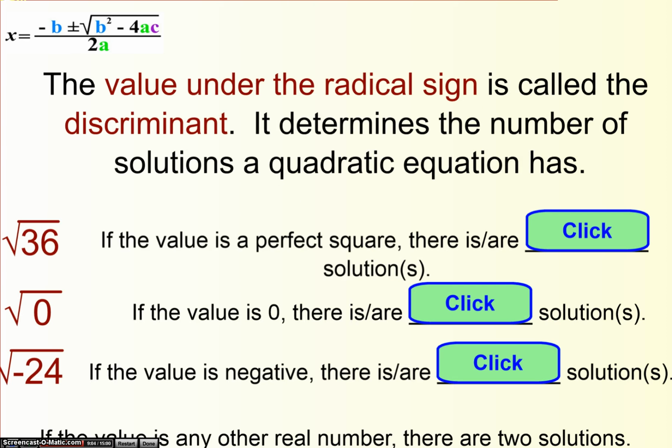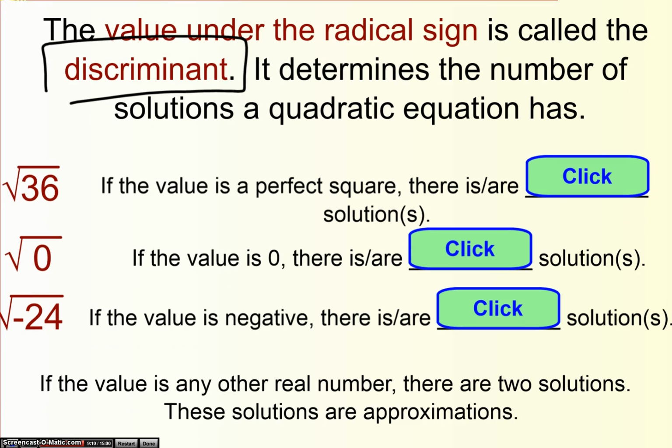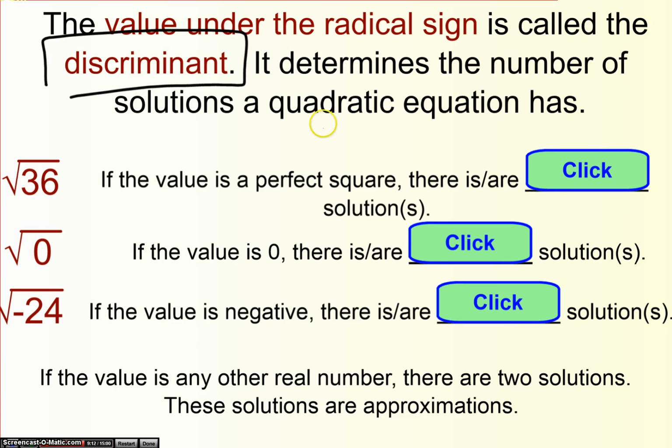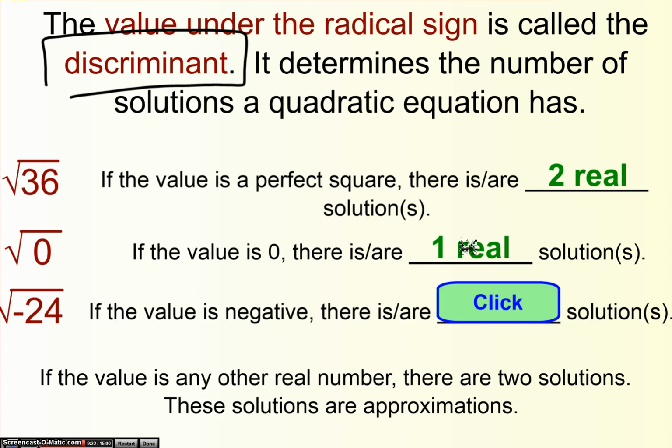So, the value under the radical sign is called the discriminant, and we will have a foldable in class tomorrow for us to work on that. It determines the number of solutions a quadratic equation has. If the value is a perfect square, there are 2 real solutions. If the value is 0, there is 1 real solution, and if the value is negative, there are no real solutions. If the value is any other positive real number, there are 2 solutions. These solutions are approximations.